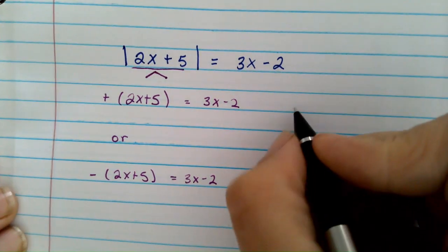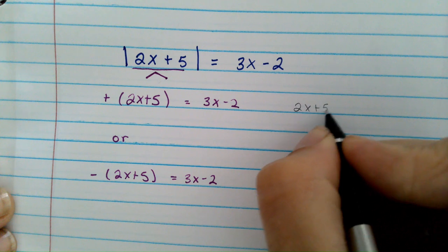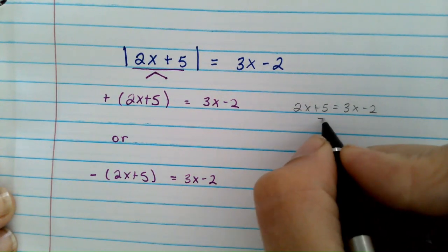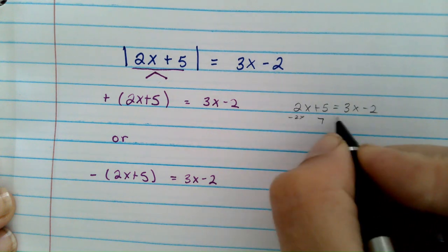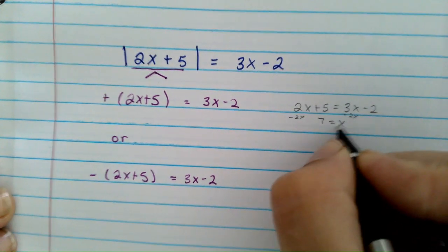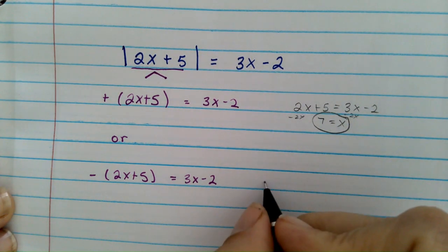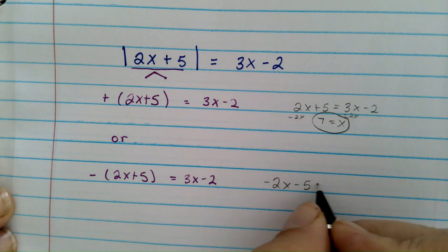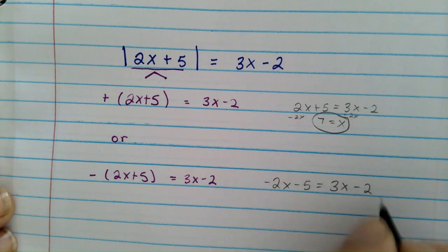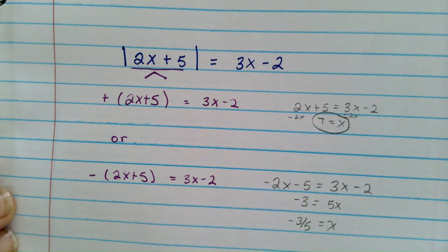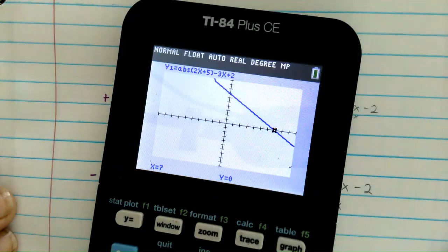Okay, so this would be 2x plus 5 equals 3x minus 2. So I'll add 2 and get 7. I'll subtract the 2x. Hey, x equals 7. Our calculator supported that. So what's going on with this other one? Negative 2x minus 5 equals 3x minus 2. Add the 2x, add the 2. Negative 3/5. Well, let's check that, because I'm getting two answers.